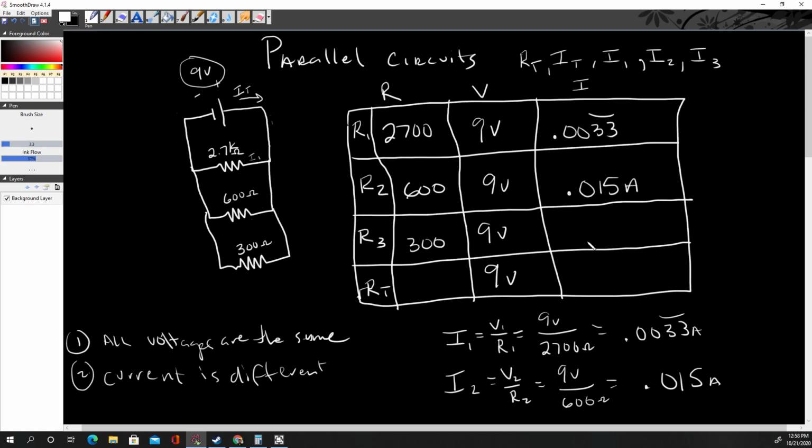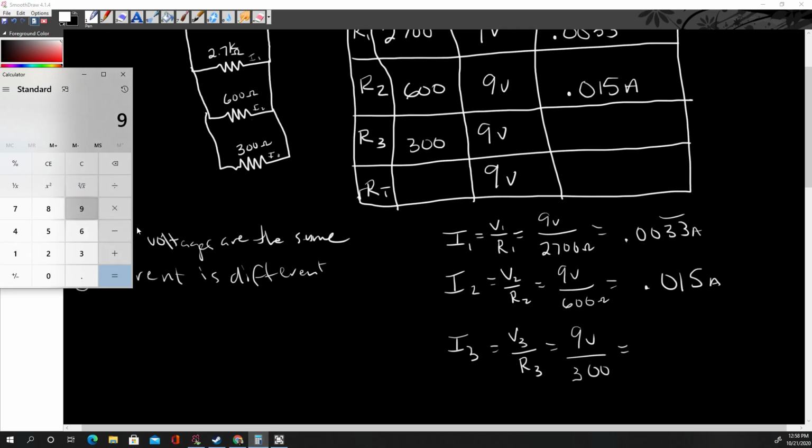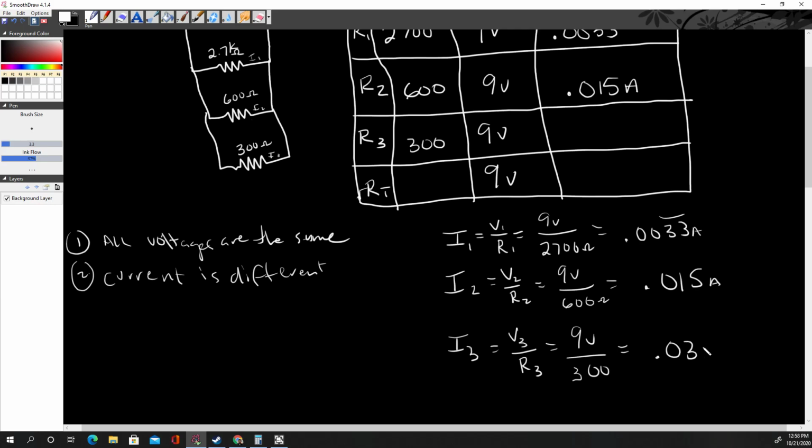And then this one right here, let's do that one. I'll move this down a bit. I3, the current traveling through this one. I3 is V3 divided by R3. And that's 9 volts right here, sorry, right here, 9 volts and 300 ohms. So let's get out the calculator. 9 divided by 300 is equal to 0.03 amps.